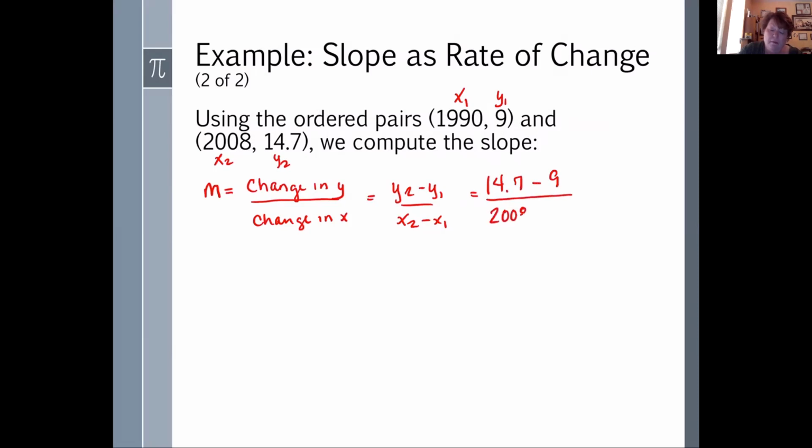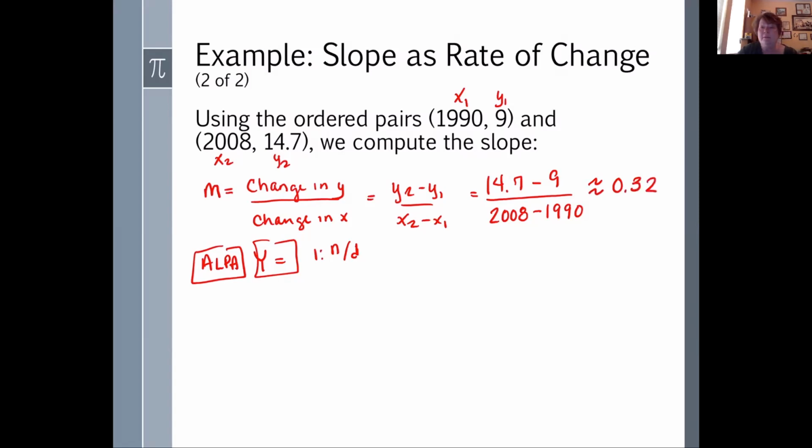2008 minus 1990. So I'm going to take out my handy dandy calculator, and I'm going to calculate this using my calculator. And as you recall, you have on your calculator alpha, y equals, and number 1 is your fraction. So you can actually do this on your calculator if you want to. And I get approximately 0.32.